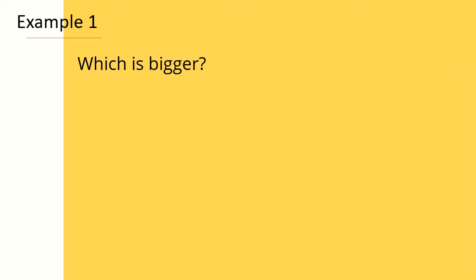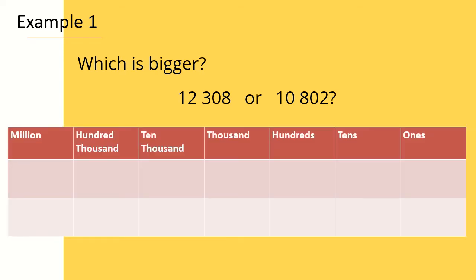So let's start off with our first example for today, which is bigger, 12,308 or 10,802. For some of you, this is pretty much obvious, but it's helpful if you can do this step by step so as to get the right answer. So get a piece of paper and get ready with your place value chart. We have ones, tens, hundreds, thousand, 10,000, 100,000, and million as usual.